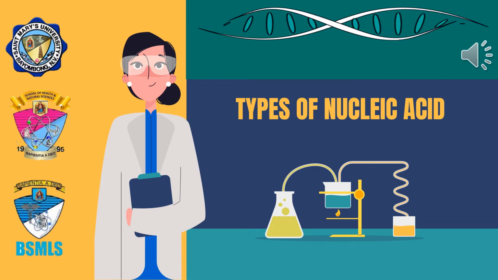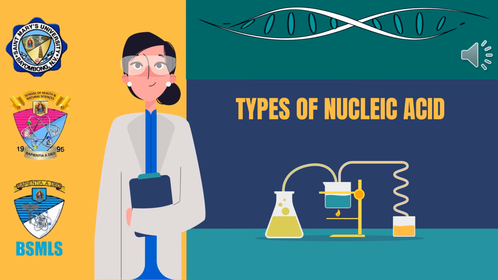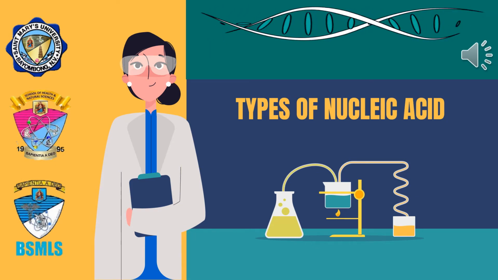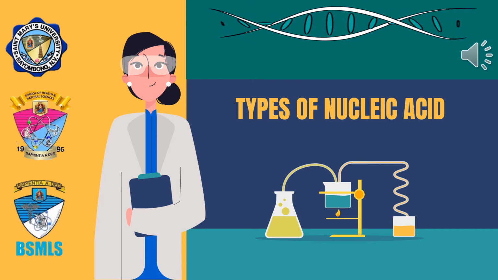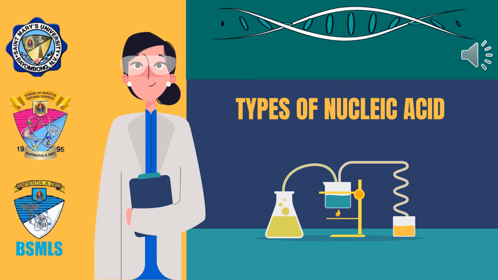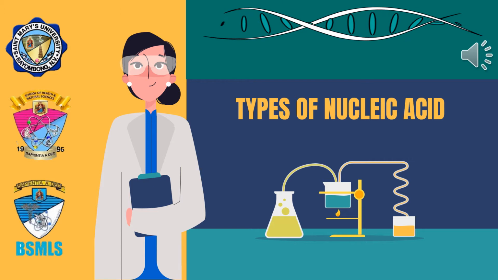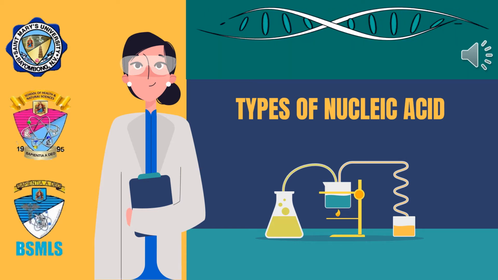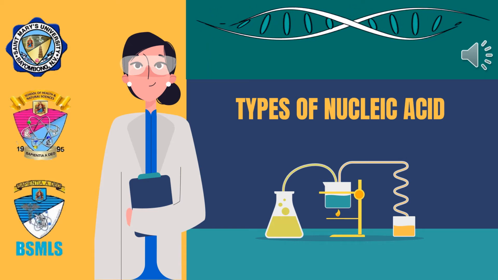There are two types of nucleic acid which are found within cells of higher organisms. They are deoxyribonucleic acid, also known as DNA, and ribonucleic acid, which is also known as RNA.